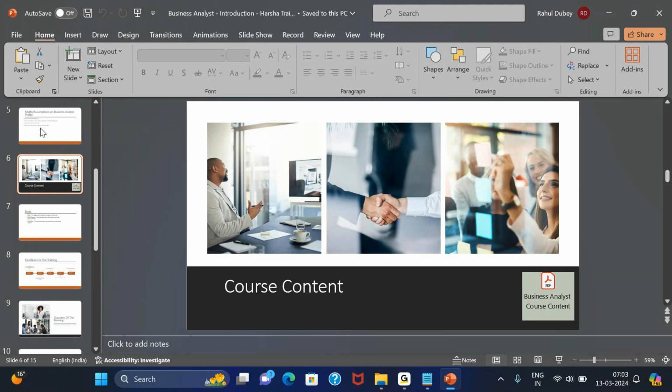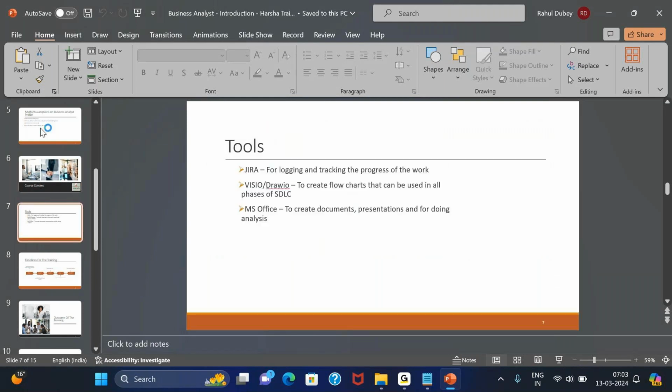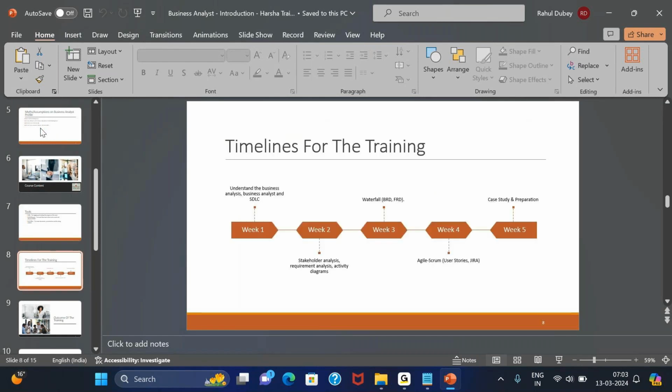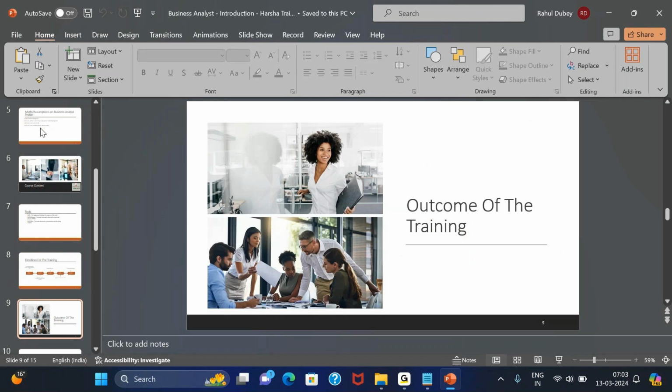Then we looked into what are the different tools that we'll be learning throughout this entire training program. We then moved on to the timelines for this training program. So this is what we covered till yesterday. Now today, we'll start with what will be the outcome of this training program. That is, what are the different topics or key concepts that we will be learning as part of this training. Okay, this is to ensure that we all are on the same page with respect to what you can expect out of this training.